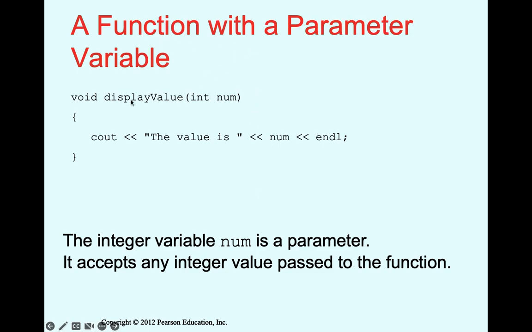So for example, when I define this function, it takes an input of type integer. I call it num. This num is called a parameter. When you call this function, you have to give it a value. This value is called an argument, and this variable is called a parameter. So the integer variable num is a parameter. It accepts any integer value passed to the function.